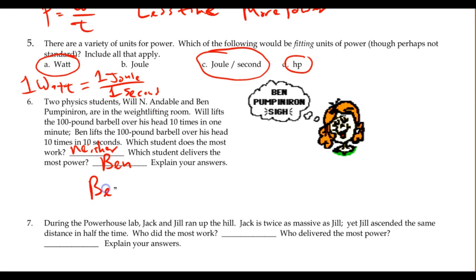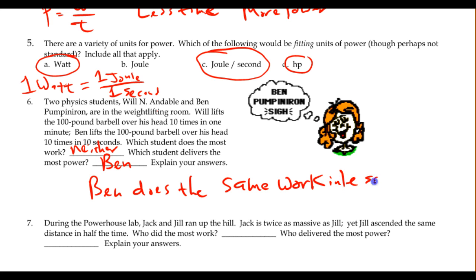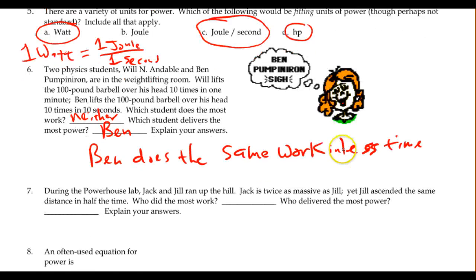because Ben does the same amount of work, but in less time. And again, power is a rate quantity, so it's really not about per se the work you're doing, but the time that it takes you to get it done. So it's a combination of both. So while they both do the same amount of work, Ben does it in less time.